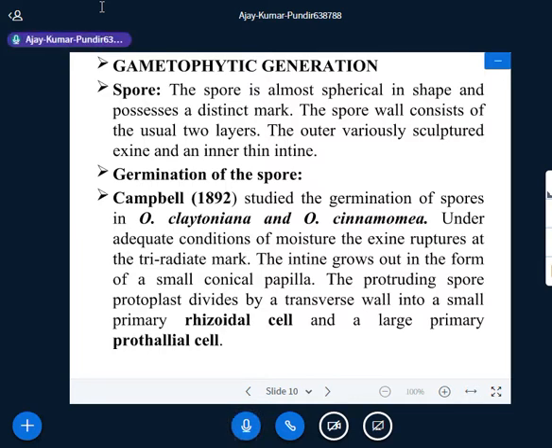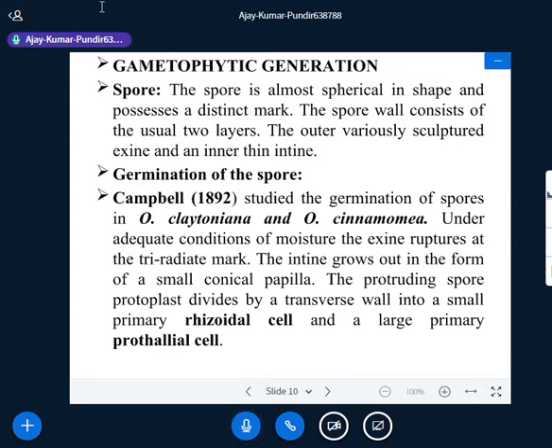It is a haploid structure and covered by two layers. Outer is exine and inner is intine. And it has been reported in Osmunda that the spores have a triradiate ridge, which is the characteristic feature of Osmunda, the presence of the triradiate ridge.